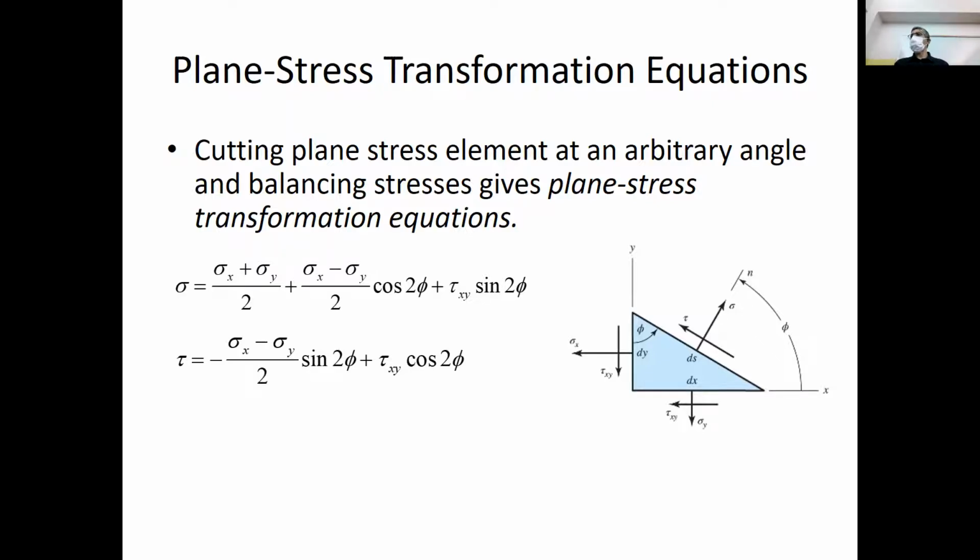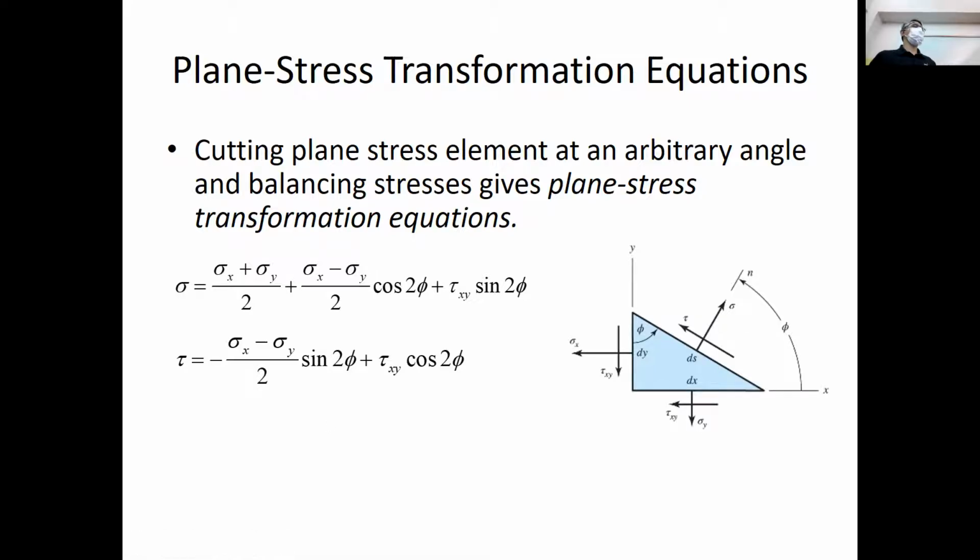So we can find the stress at any given angle phi for a plane in the n direction using these 2 equations. I can find sigma and I can find tau if I know sigma X, sigma Y, tau XY, and the angle phi. Likewise for tau, and these are known as the transformation equations. And you learned about these in solid mechanics.